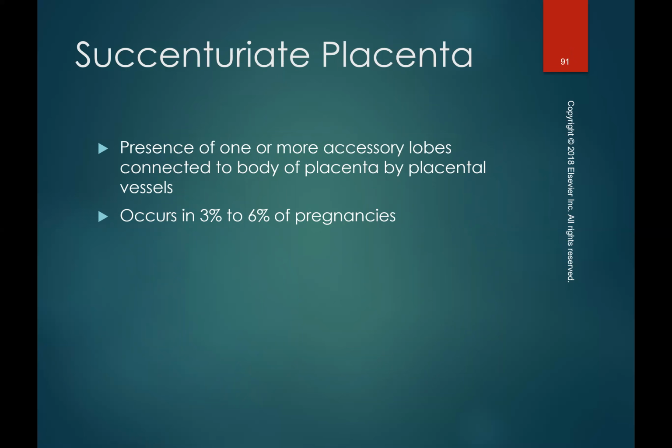Succenturiate placenta is the presence of one or more accessory lobes connected to the body of the placenta by placental vessels. It occurs in 3 to 6% of pregnancies. Most of the time, if it's in the fundal uterus, and there's a large anterior placenta and a small posterior placenta, and the membranes and the vessels are not crossing the cervix, and the doctor knows, it's not a big deal, honestly. But where it can be a big deal is if the doctor does not know and there's some placenta that is left in after delivery. But the major big deal is if this would be occurring with a vasa previa.